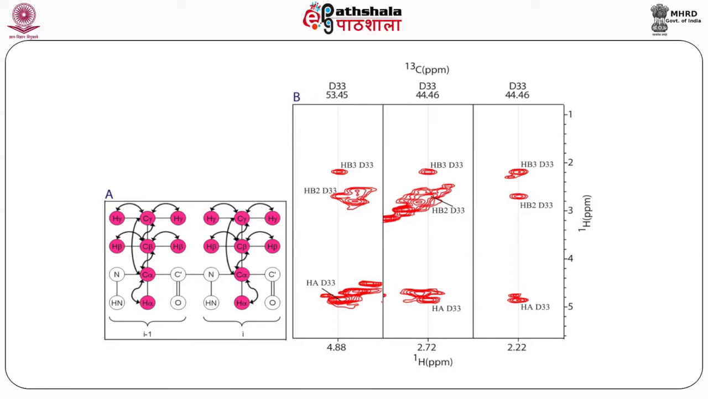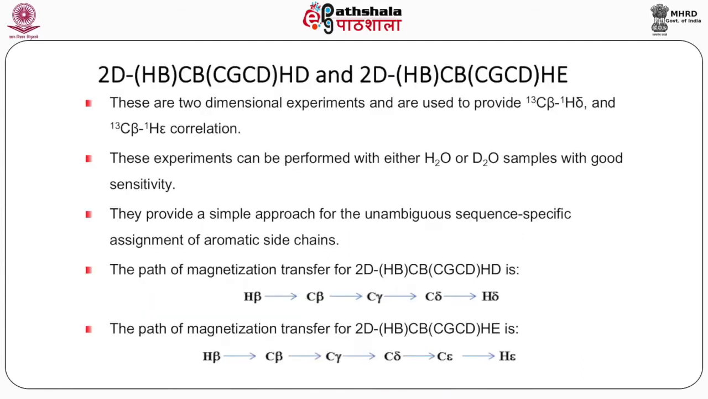Sometimes what happens is that when a CG or a CD has two protons attached to them, or there are two CGs, then it is difficult to tell which proton chemical shift corresponds to which carbon chemical shift, and this is clarified by looking at the diagonal and cross peaks in the HCCH-TOCSY strip plot.